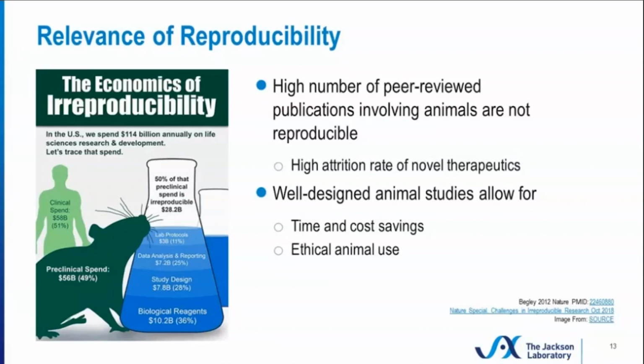And perhaps we could say that a high attrition rate in novel therapeutics is a result of that, because we know that when we develop novel therapeutics, preclinical research is a critical aspect in that pipeline. Other than the reproducible parameter from the science perspective, well-designed animal studies also help you save time and cost and support ethical animal use. You'll see a lot more of these aspects when we go into those slides later.